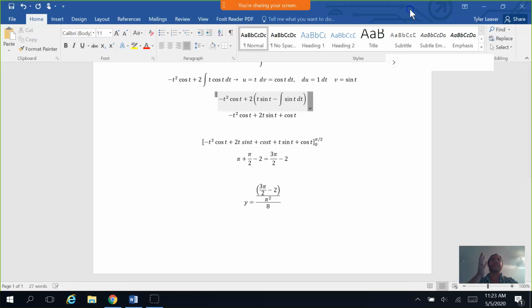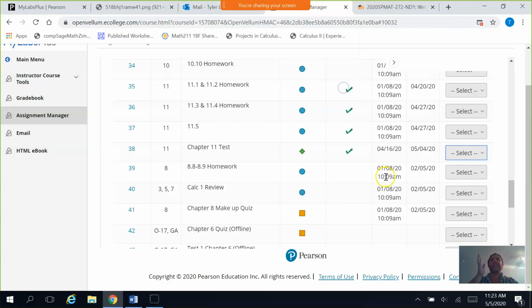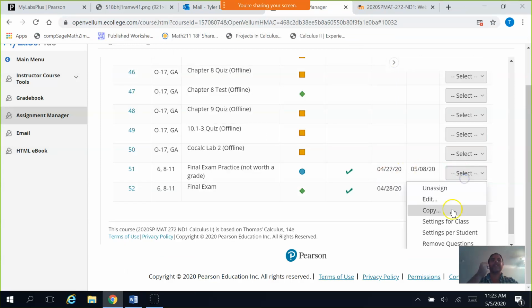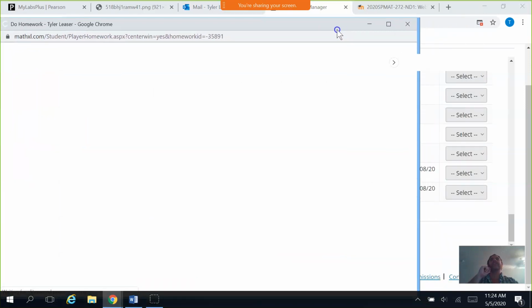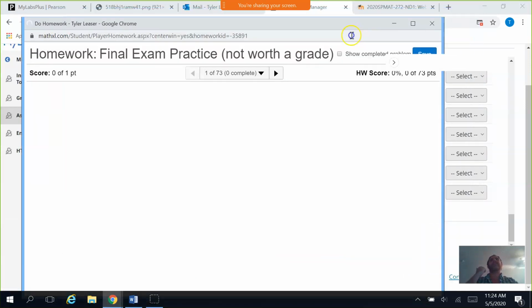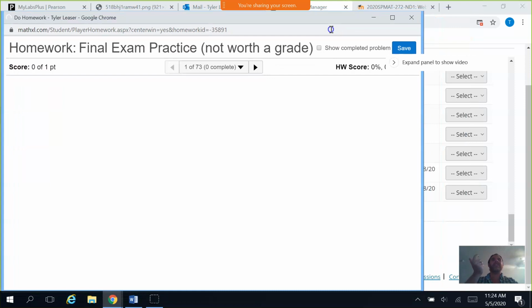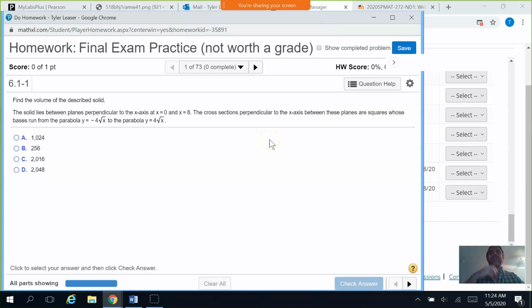Okay, cool. All right, let's get away from chapter 11, because I will say that on the final exam itself, there isn't going to be too much of chapter 11 stuff. The majority of the final exam is coming from chapter 8 and chapter 10. And a lot of chapter 6 as well.